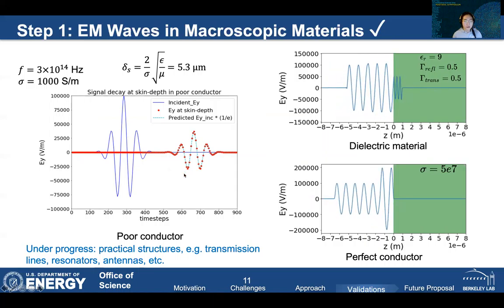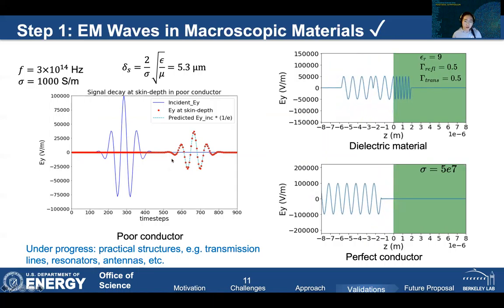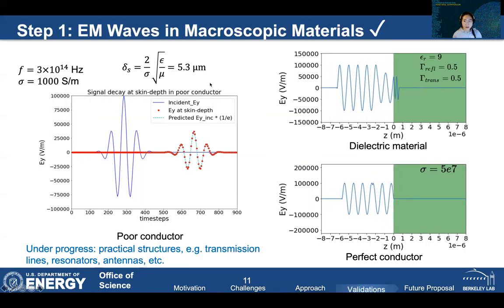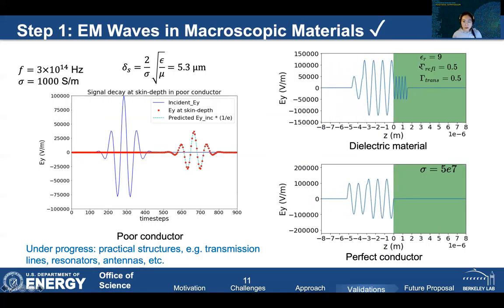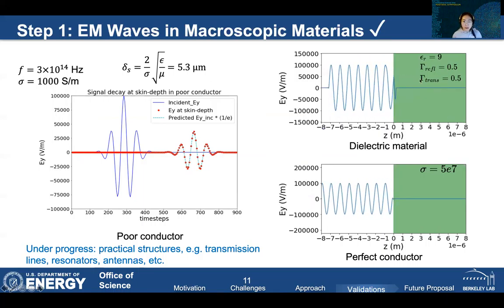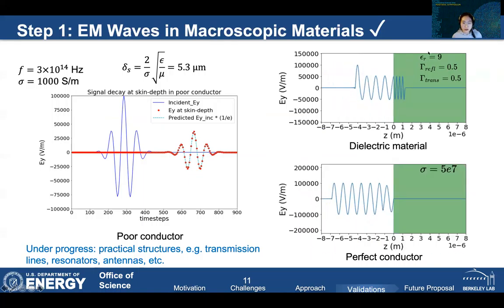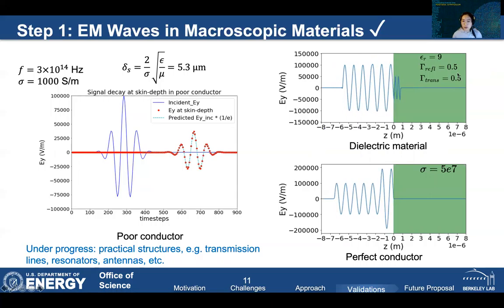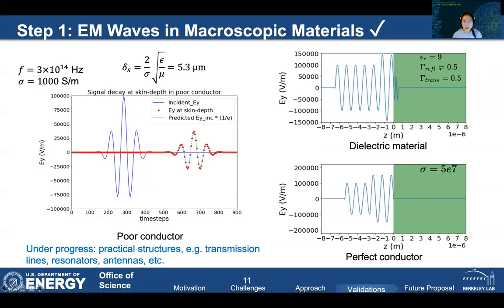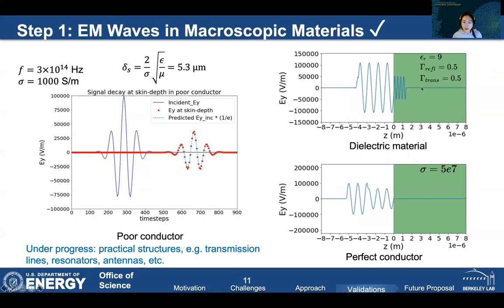We can observe the attenuation in electric conductors, which is matching the skin depth theory. In the reflection and transmission numerical experiment, the reflection coefficient is shown as predicted, as well as the reduction of wavelength in the dielectric material.